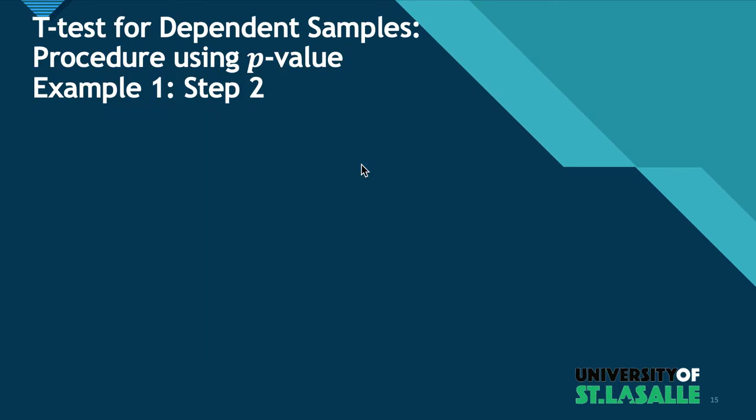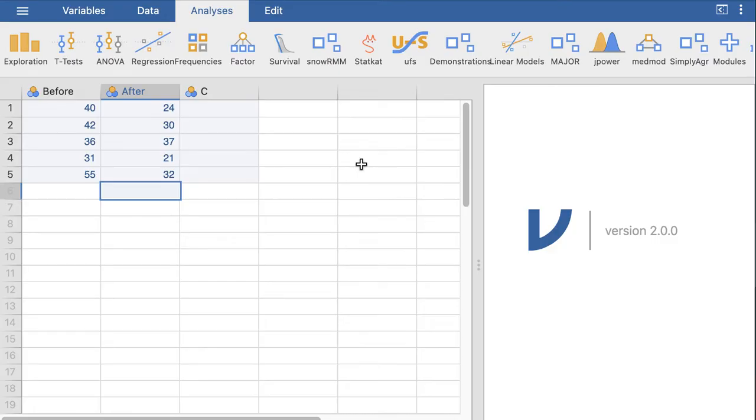So for step two, we're going to make use of Jamovi here. Now let me shift to Jamovi right now. So what we have here is Jamovi. I tried to fit it in the screen. I have already put in the five patients: patient 1, 2, 3, 4, 5, and then we have the scores before and after.